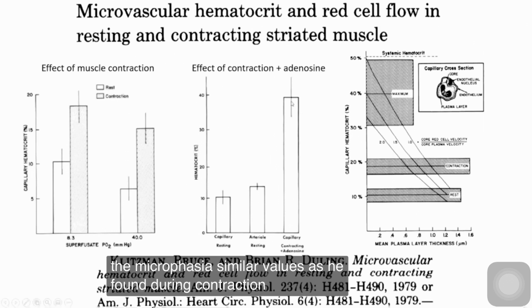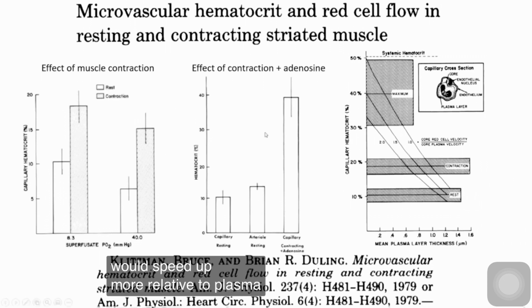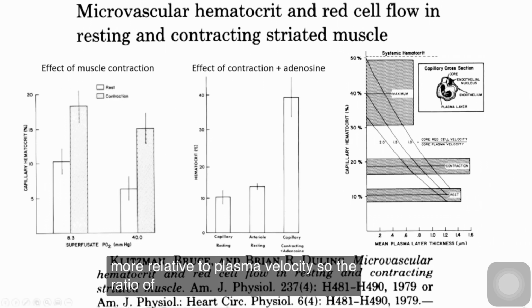similar values as he found during contraction and during adenosine. And even if the red cells would speed up more relative to plasma velocity, so the ratio of red cell velocity over plasma velocity would increase from 1.5 to 2, that in theory could only account for a drop down to 30% of the capillary hematocrit relative to the systemic hematocrit in our larger vessels. So taking the hemodynamics into account could only explain this initial drop from 50 to 30%.